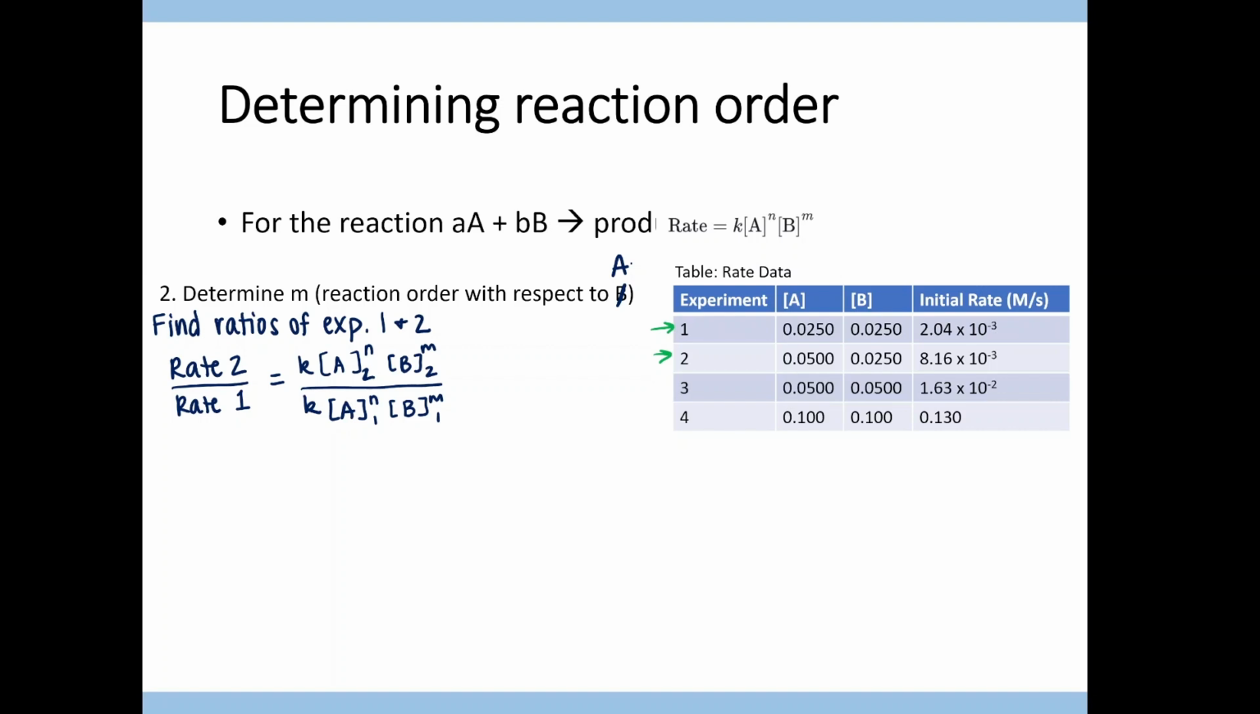Okay, so we're working with experiments 1 and 2. The concentration of B is not changing. It's 0.0250 in both, so we can cancel those out. They're not changing. K is also not changing, so we can cancel that out. So rate 2 over rate 1 is equal to the concentration of A at time 2 to the power of n divided by the concentration of A at time 1 to the power of n. We're looking at the ratio of these rates, which again is directly related to the ratio of the concentrations.